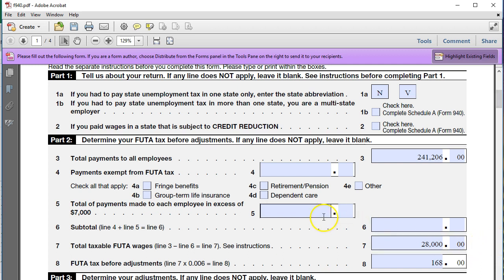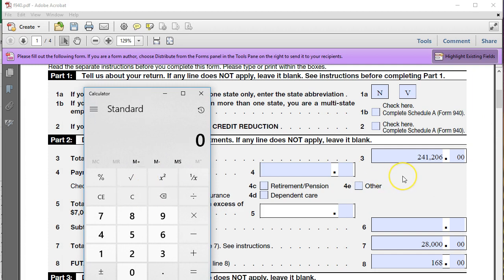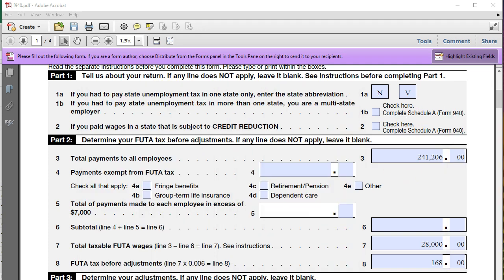So we know that. Now we just need to figure out what this number is. If this is our total wages and this is the FUTA wages, the difference will be the total of payments made to each employee in excess. So we just need to subtract those out. We'll pull the calculator here. We're going to say 241,206 minus 28,000 gives us 213,206. So we'll put that here, 213,206.00. And that's really the essence of the form.